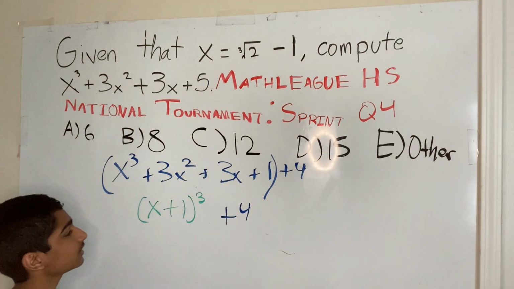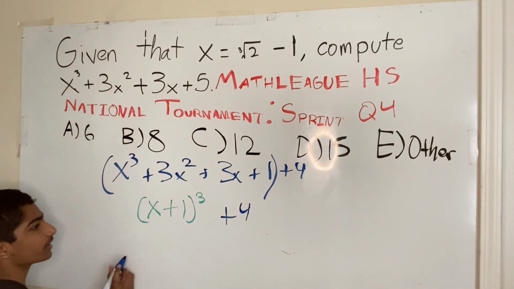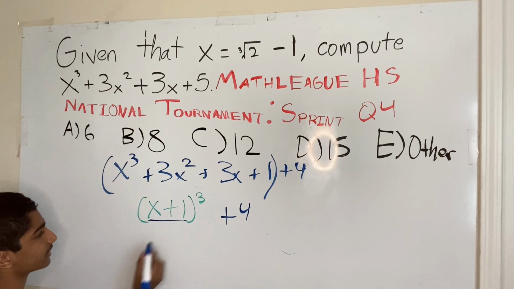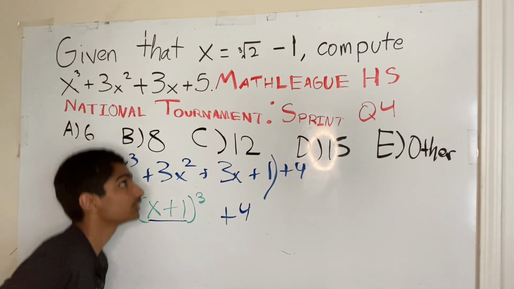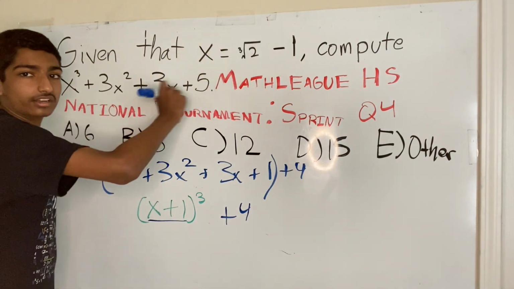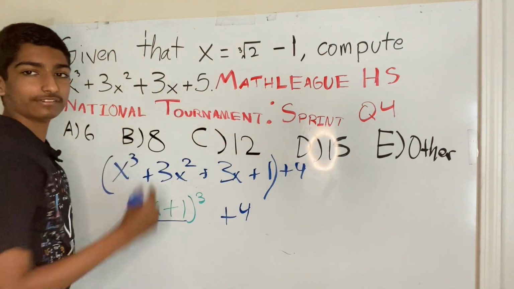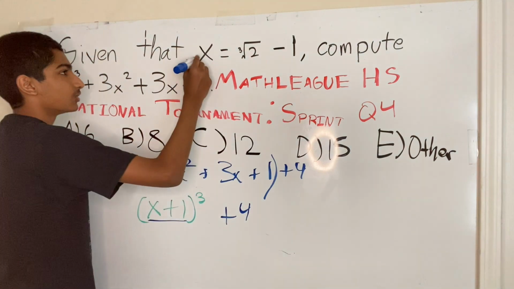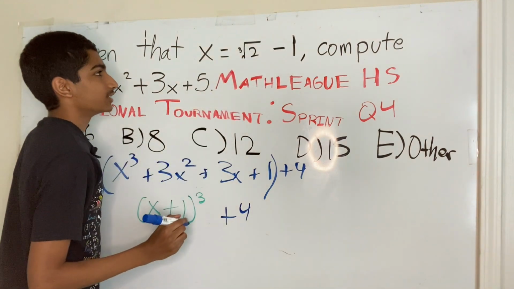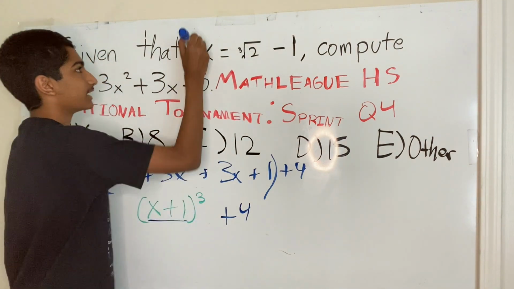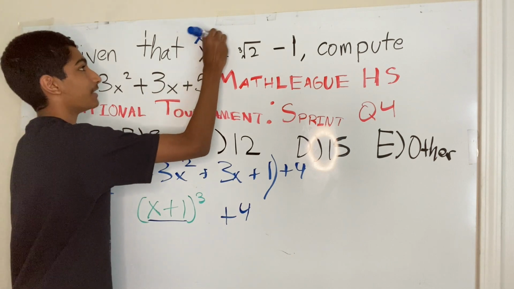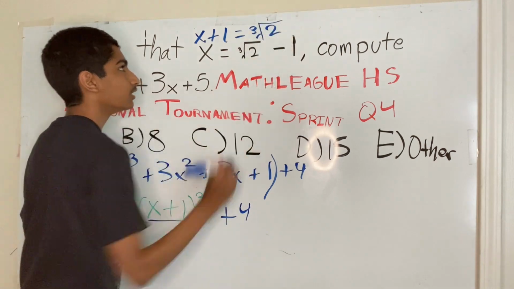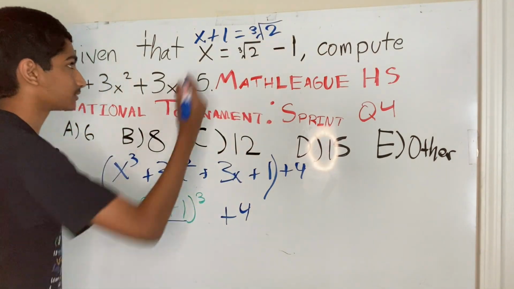So now we have x plus 1 cubed, and we want to find something in terms of x plus 1. So let's look at this, since that's what we're given in the problem, and we haven't used that piece of information yet. So x equals the cube root of 2 minus 1. What we can actually do here is bring the 1 over to the left hand side, and we get x plus 1 is equal to the cube root of 2. And that's what x plus 1 equals.